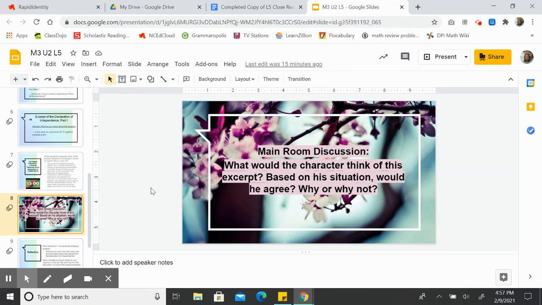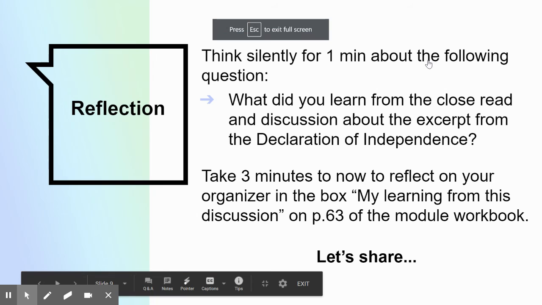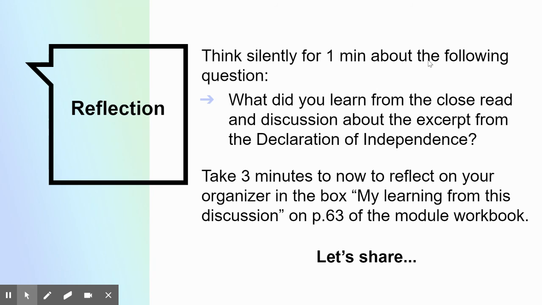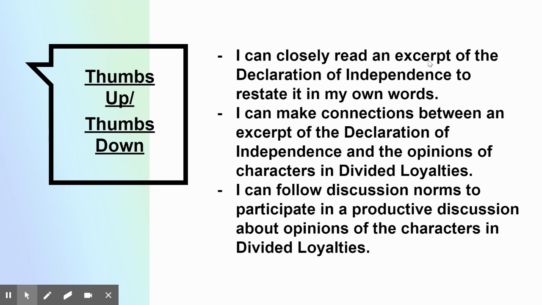Okay. So again, like I said, we're going to discuss that in the classroom, and then we're going to fill in the middle box on page 63, which you can still do. What did you learn from that close read of the declaration, and thinking about how your character would have felt about it? So you can fill that in the box on page 63. And in class, we're going to discuss, and then we're going to check in on our learning targets, giving thumbs up or thumbs down for them.